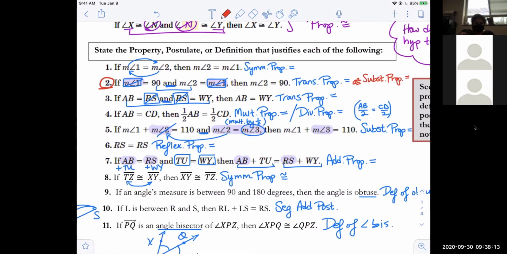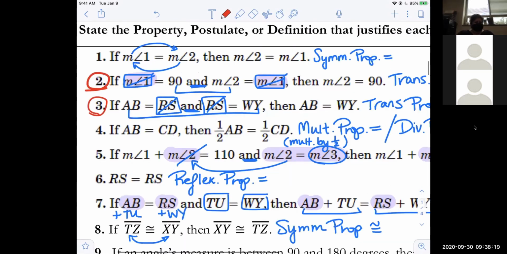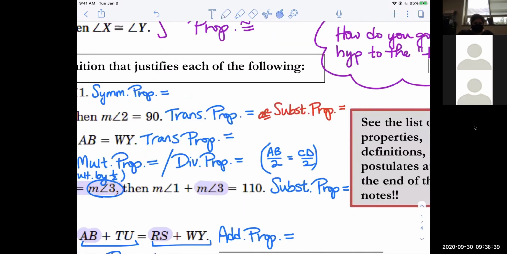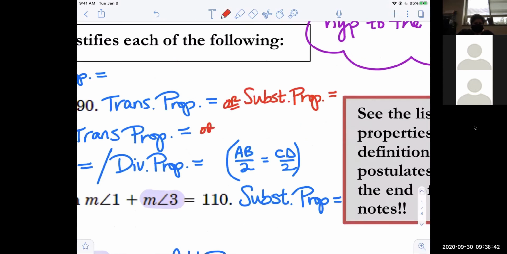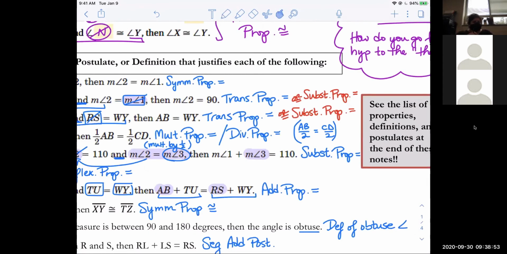Okay, for number 3, that one I said transitive. Could we call that one substitution? Jimmy hasn't talked to me. Miana, tell me what you think about number 3. Do you think you can call that substitution? Yeah. So we can just go ahead and say, I'm trying to make A be equal to WY. So since these are equal, you just replace right there, take out RS and put AB in its place. So that one could also be substitution. So again, if it's equations and it's transitive, it will also be substitution. But sometimes substitution is not also transitive.